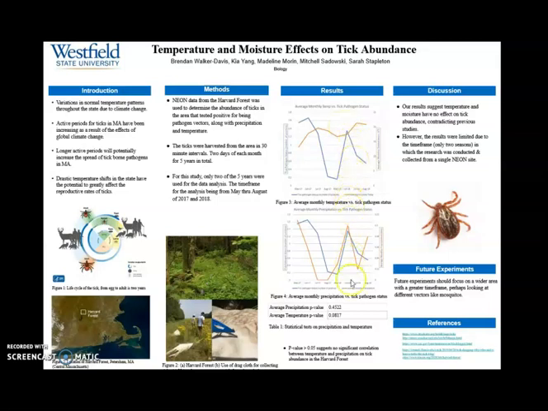Using RStudio, we found our p-values for average precipitation at 0.4522 and for average temperature at 0.0817, both of which are greater than 0.05, so that tells us that although there were times of correlation, there is not enough evidence to support a significant difference between temperature or precipitation on tick abundance in the Harvard Forest during these two seasons.